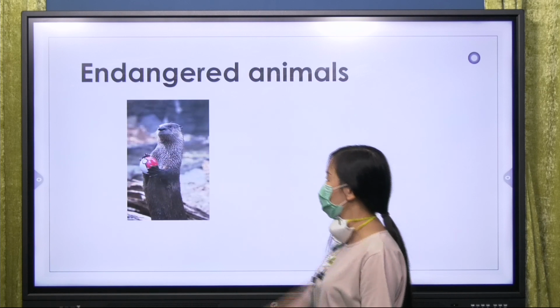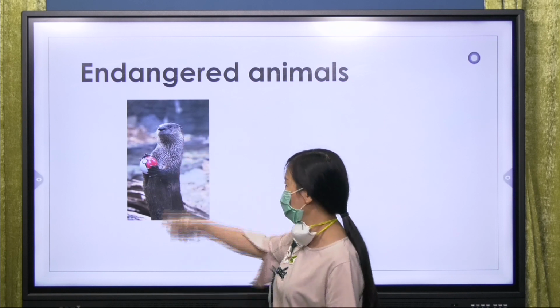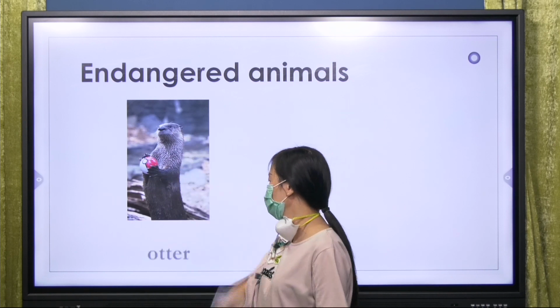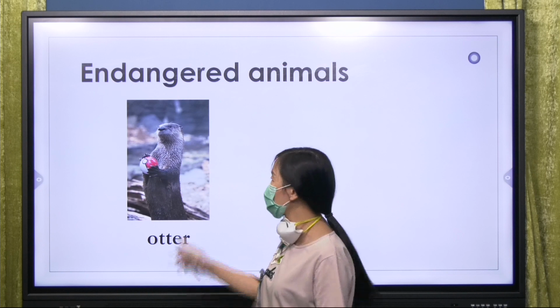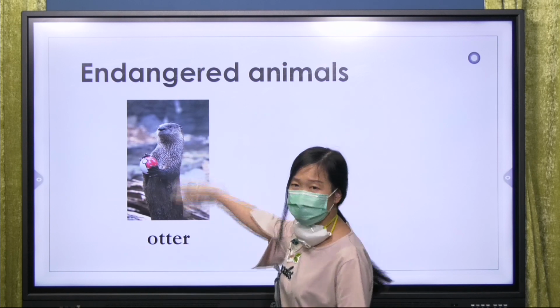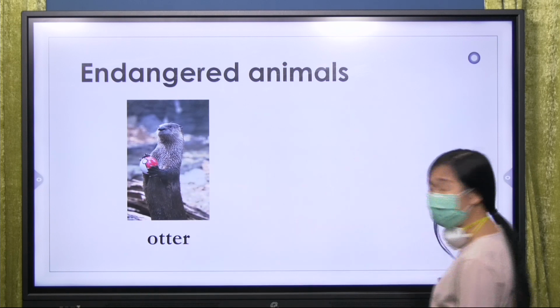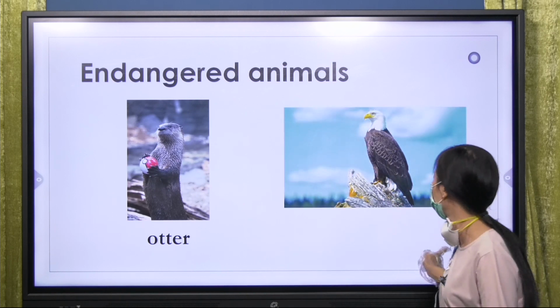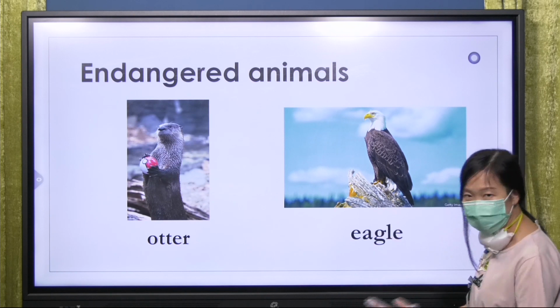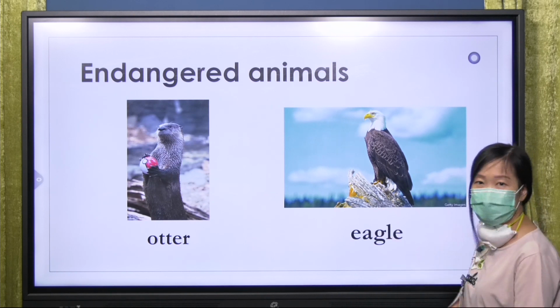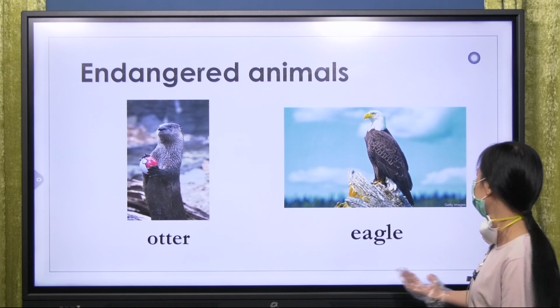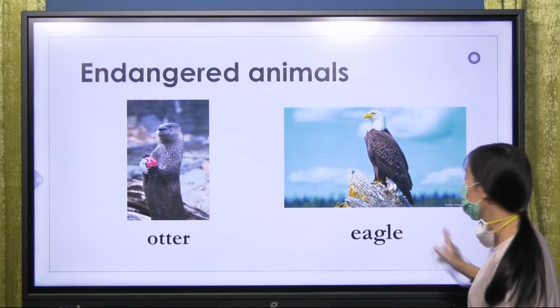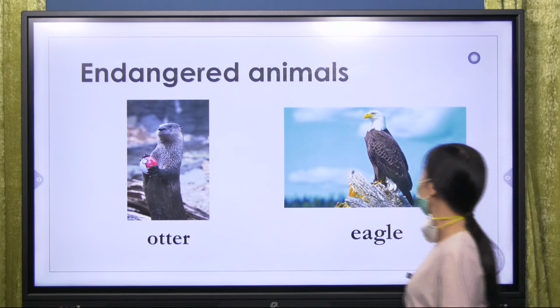Endangered animal, what is this? This creature is what we call an otter. Otter is a sea animal. Look at this, it's wet. Otter. And this is an eagle. An eagle. Oh, a beautiful bird. A very handsome bird, I would say. So, just try to learn something about them.